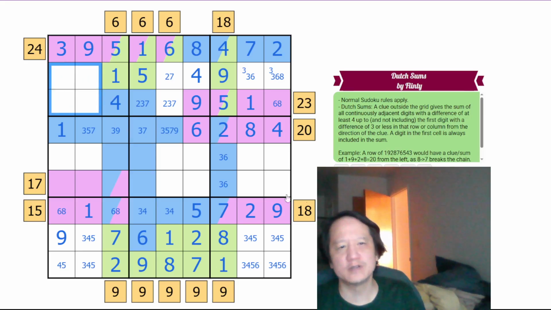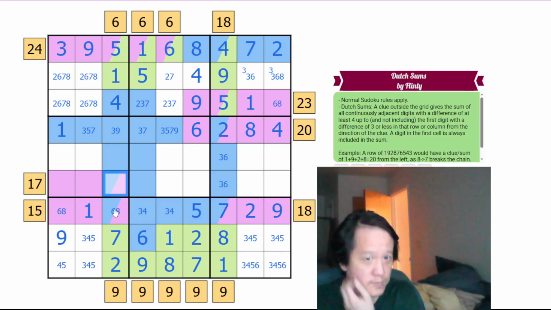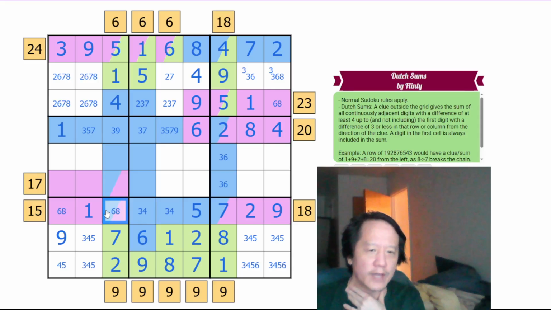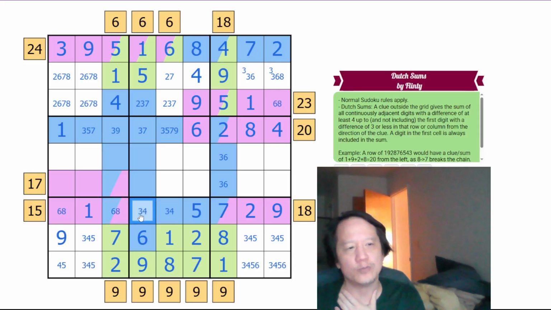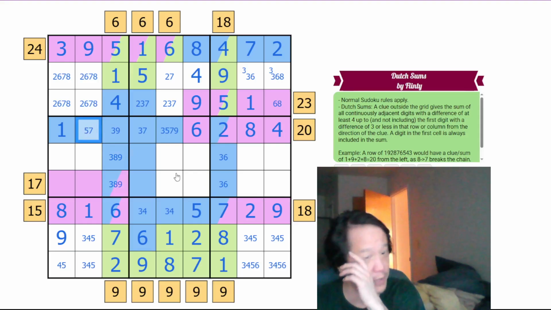Remaining digits of box 1 are 2, 6, 7, 8. So, 8 cannot be here because that's 4 or more away from 3 or 4, so this must be 6, which makes that 8. That makes this 3, 8, 9 as a triplet, which eliminates 3, 8, 9 in the rest of the box. So this is 5, 7.